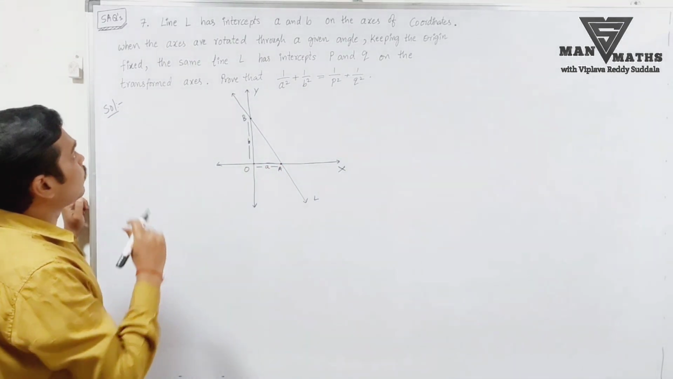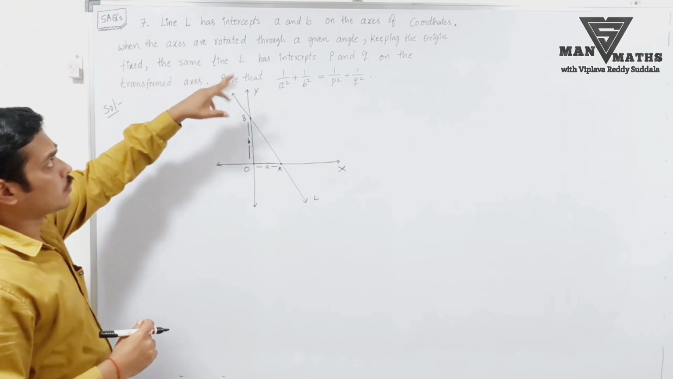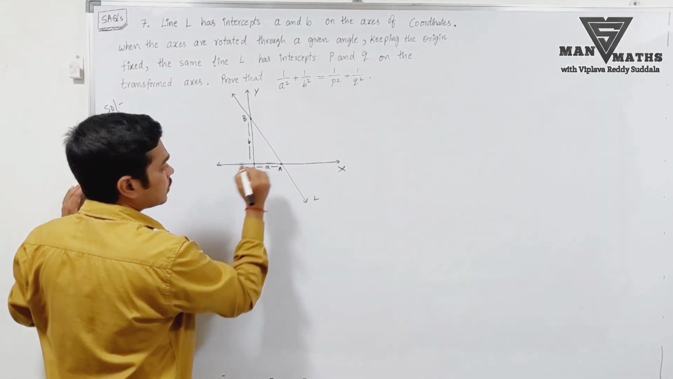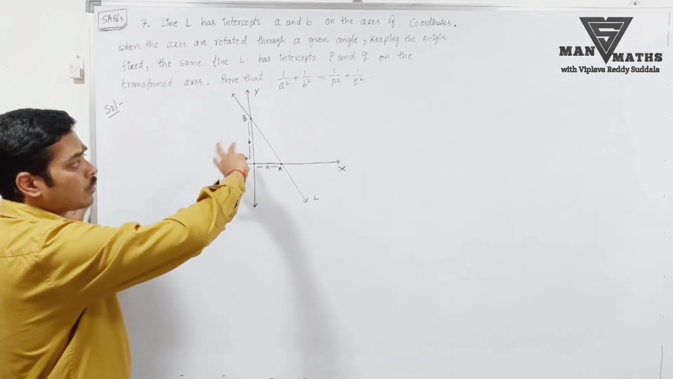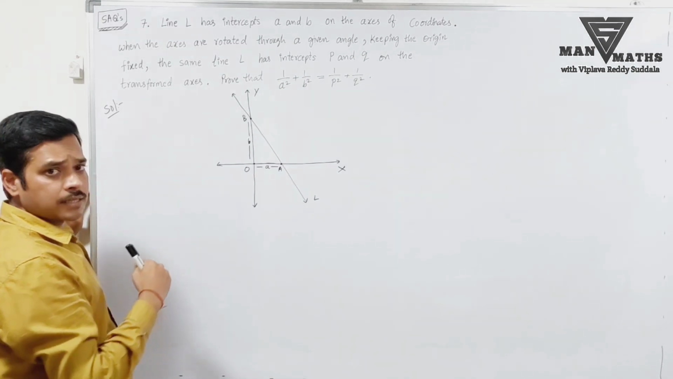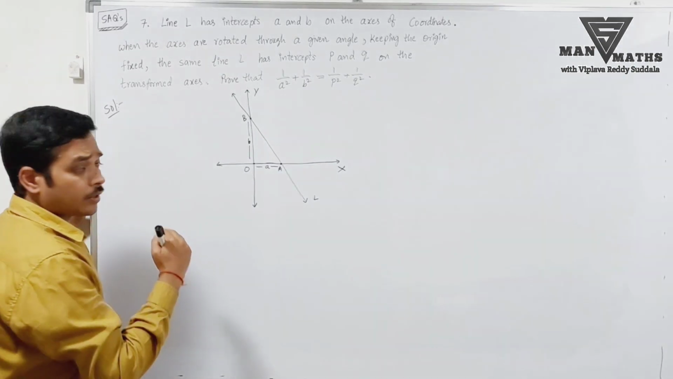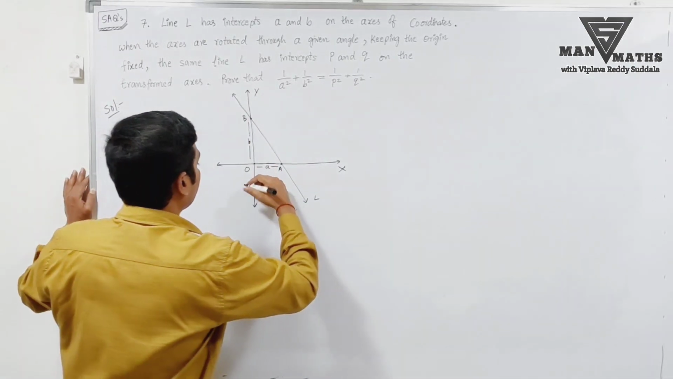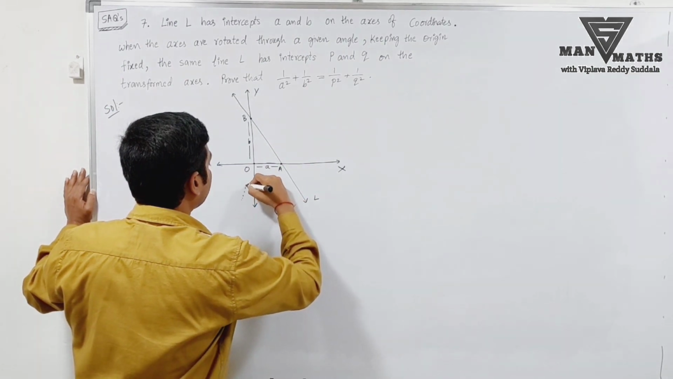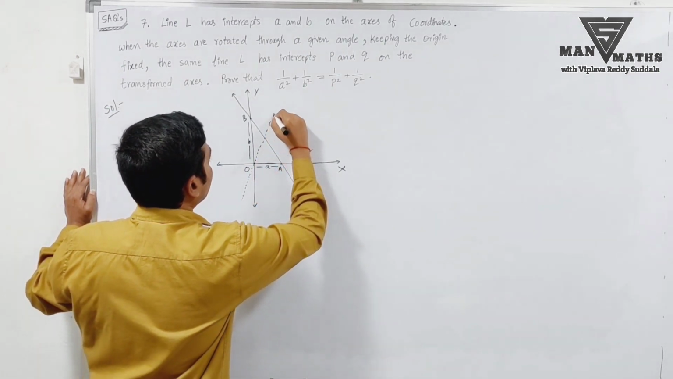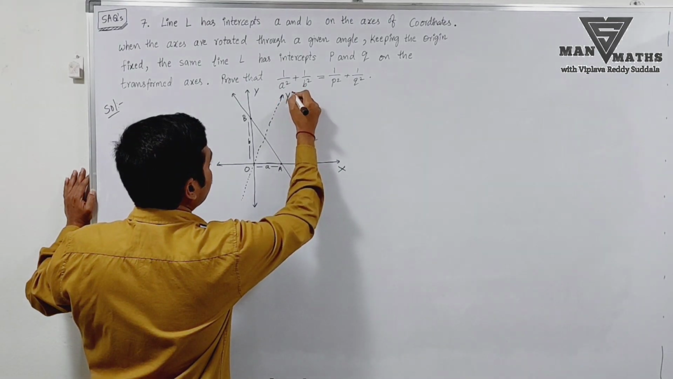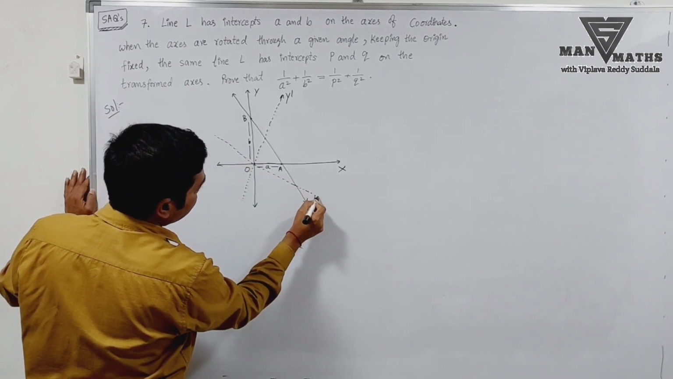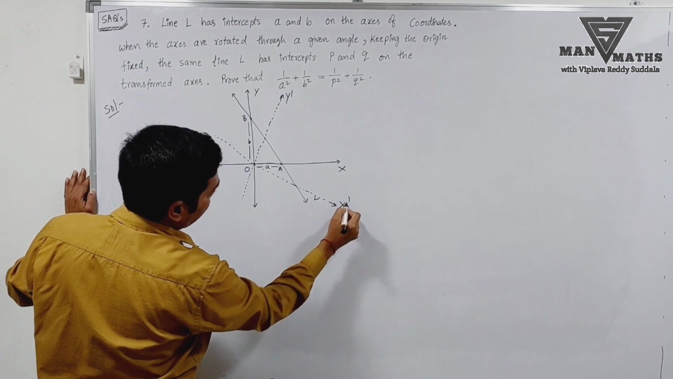In the given problem, the axes are rotated through a given angle keeping the origin fixed, without changing the position of the origin. Rotate the coordinate axes, either in clockwise or anti-clockwise direction. I rotate the coordinate axes in clockwise direction with angle theta. For example, after rotation, this is the new y-axis, and this is the new x-axis, that is x dash.